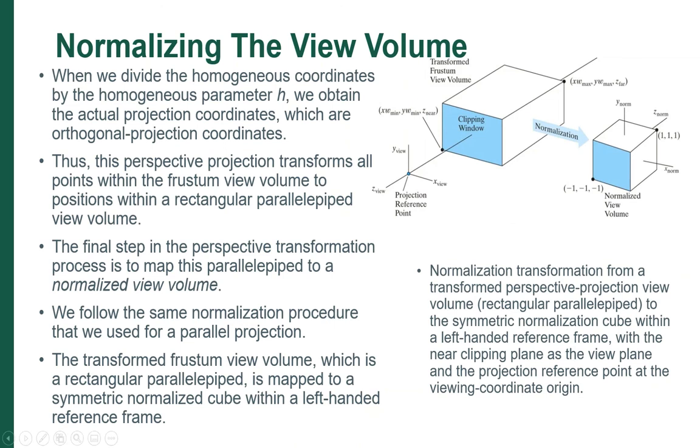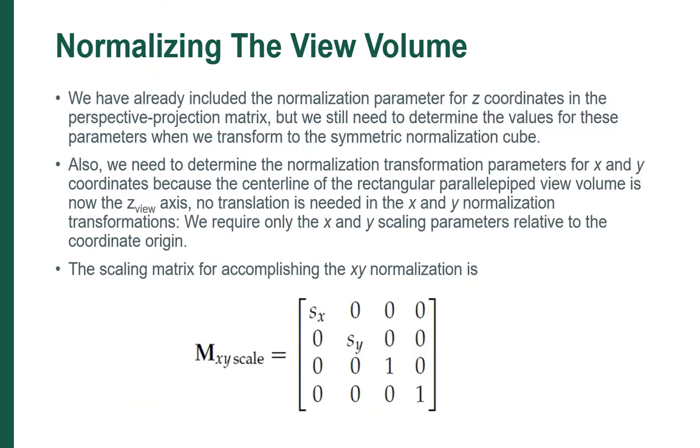Here we can see that this is the normalization transformation that takes place, and this is the transformed frustum view volume. When we consider it as a normalization, it changes into a cube. It's no more a rectangular or different shape. It's not like a parallelepiped, it's now a cube. Here you can see the points xw max are changed to 1, 1, 1 and minus 1, minus 1, minus 1. That makes the values lie between minus 1 and 1, after the normalization.